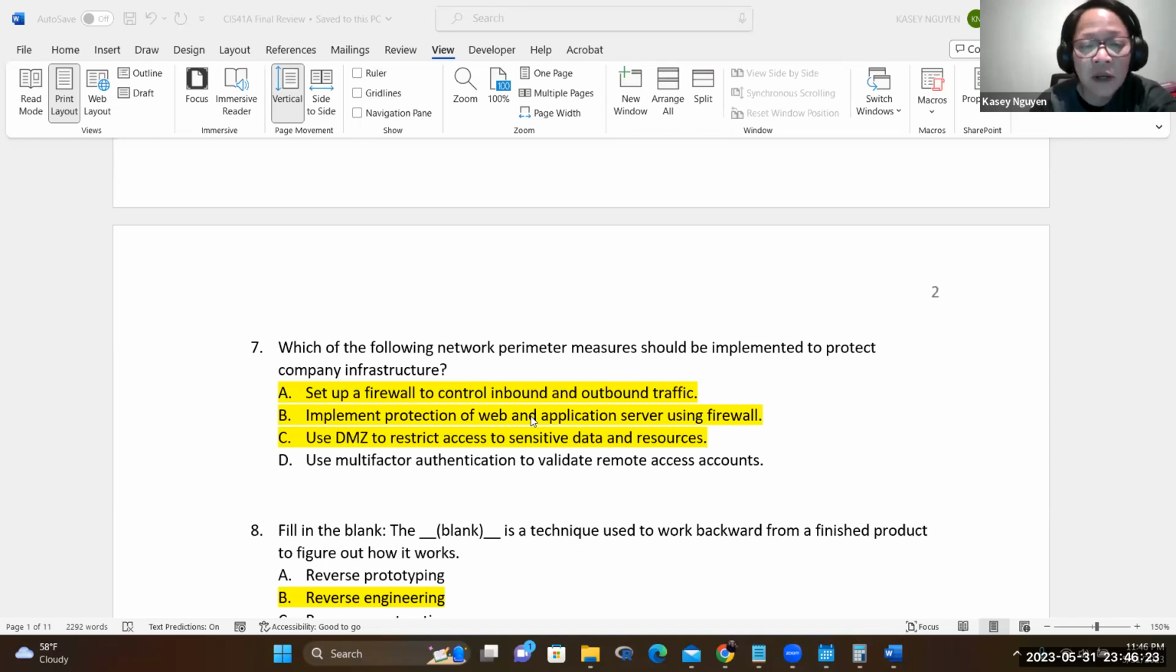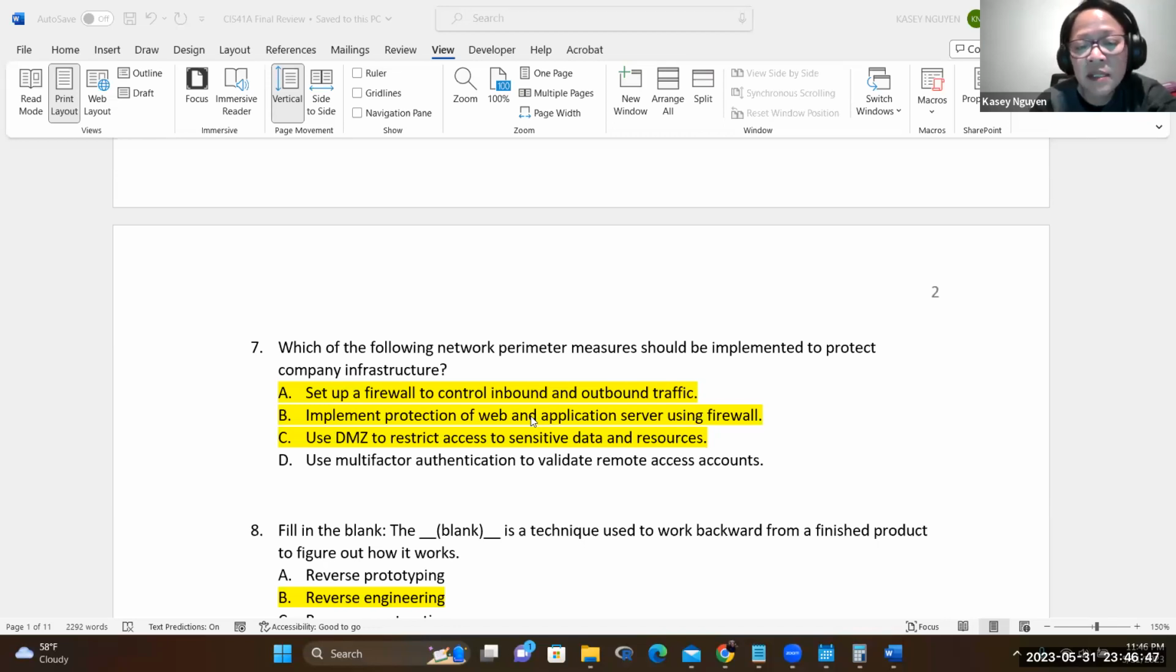and leaving the network. B, implement protection of web and application server using firewall. Normally here, we would use an application firewall to be able to protect content and also activities on our web server along with the application server. Normally these are located in the DMZ.